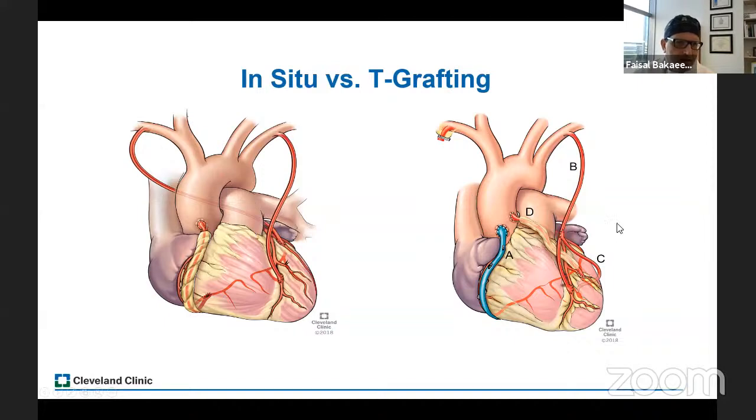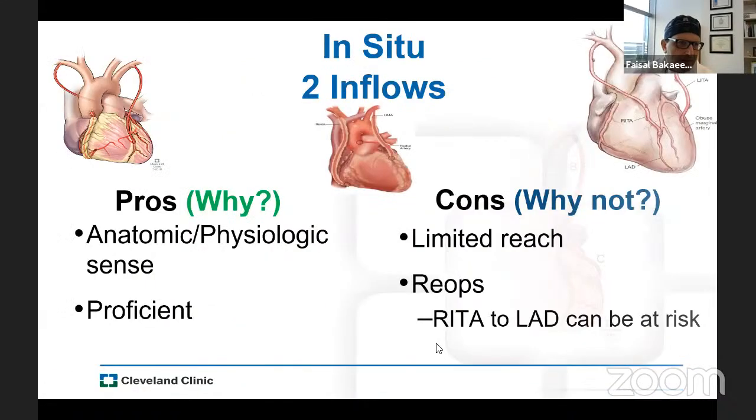Or you could take it as a composite graft and supplement it with a radial, or supplement it with a vein. Sometimes you find that the mammaries are too small or the radial is crunchy and calcified. There's no harm in using a good quality vein. So people ask me, when do you use two inflows versus a single inflow? Well, if you use them in situ the way I mentioned, you're having two inflows, so that's physiologic. We're created with a left and a right system, so having two systems is redundant and good.